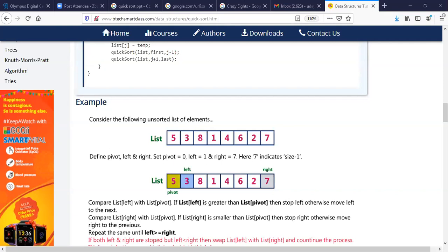Is there any doubt in this concept of quick sort or like that? We are having another 4 topics to complete unit 5. Then I will teach them in the further classes.